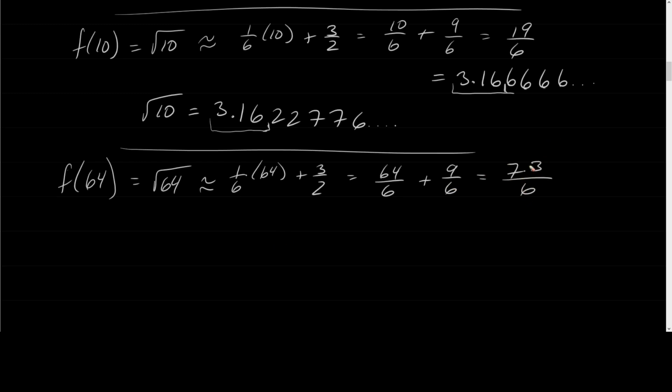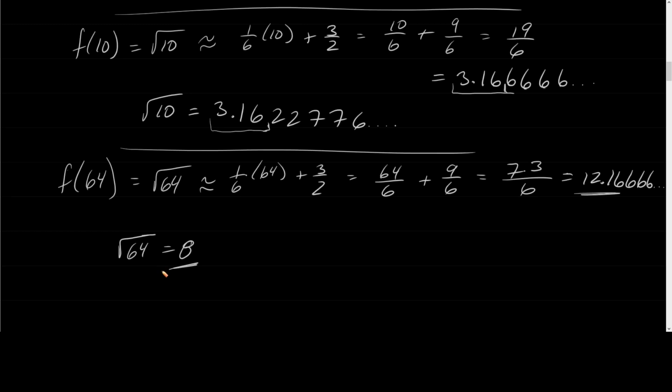Now 73/6 is 12.16666, repeating. But we know the square root of 64. The square root of 64 is 8. And look at that, that's pretty far off. So the point here is that for an approximation to actually be a good approximation, we want to make sure that we stay relatively close to our point of tangency.